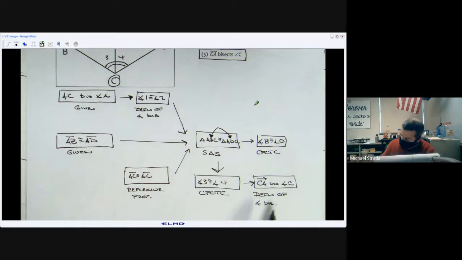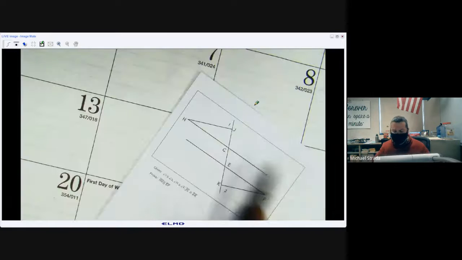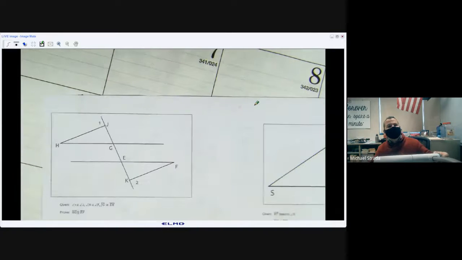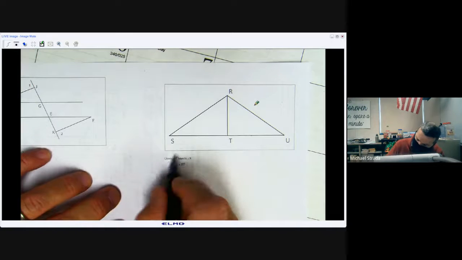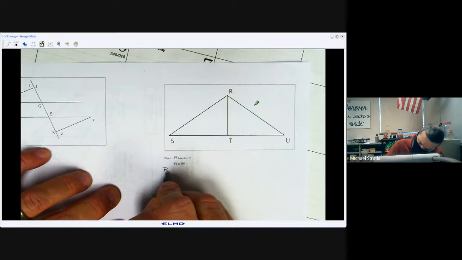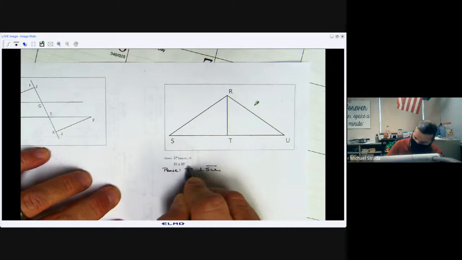All right. Does everybody understand how we prove definition? You're adding a step. Okay, now on the back. The two exceptions are parallel lines and perpendicular lines. So in the third one, you're going to be adding prove RT is perpendicular to SU. So that's what you're adding in that proof.